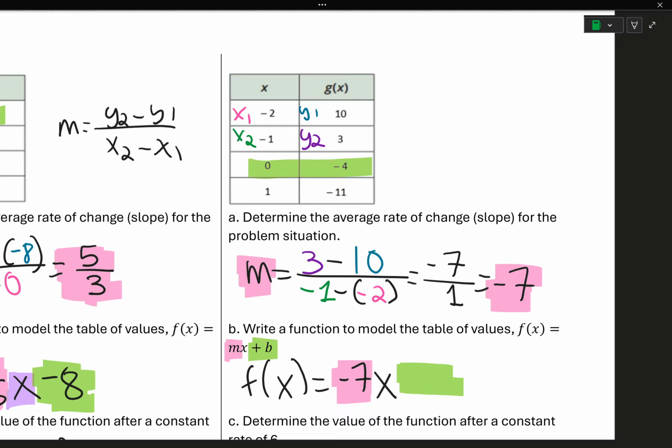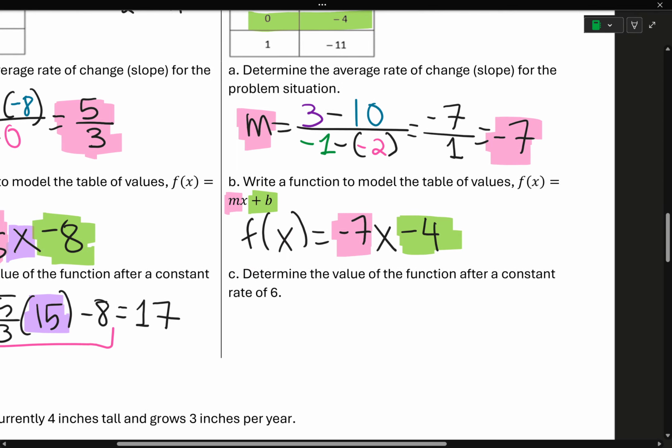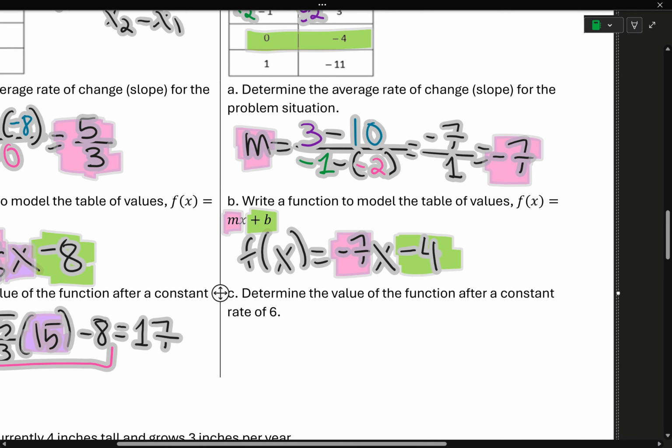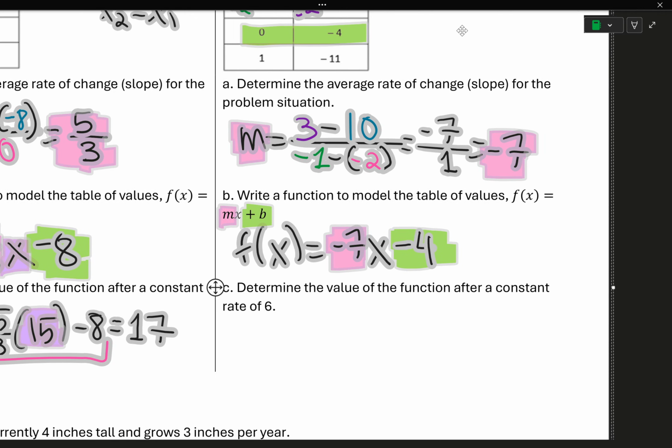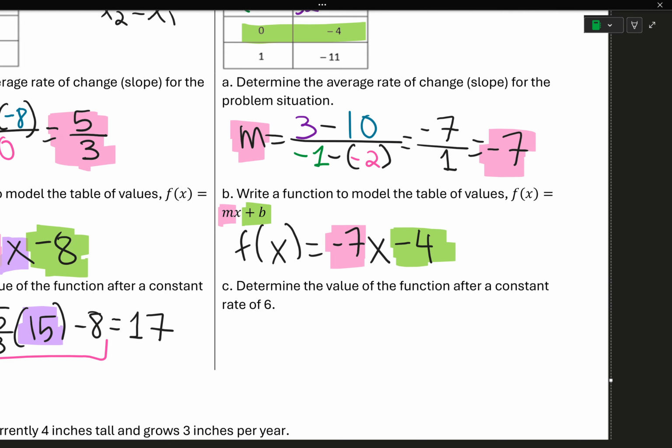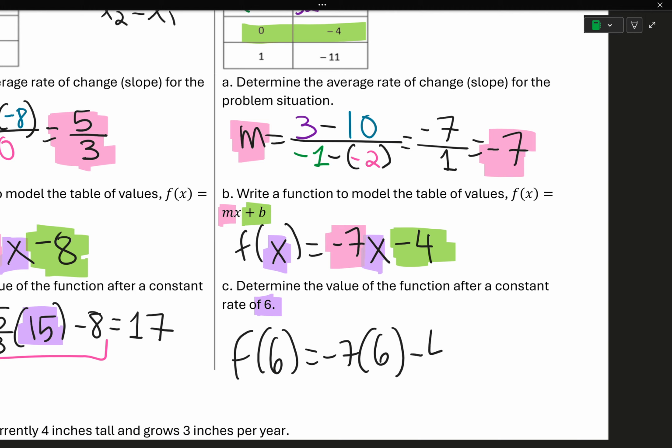At -4. Perfect. -4. Now we're going to determine the value of the function after a constant rate of 6. Oh, I didn't mean to select everything. Stop it. Okay, there we go. Remember, we can only plug 6 into x because we can only replace variables, our letters. We cannot replace numbers.